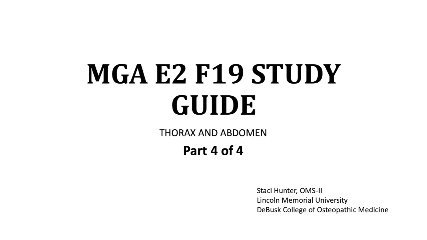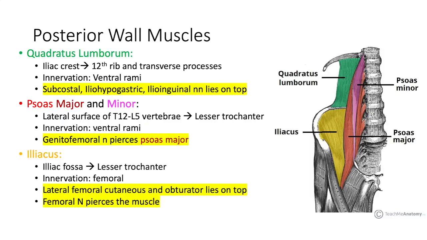So let's start with those posterior wall muscles. Okay, so we've got the Quadratus Lumborum, psoas major and minor, and the iliacus, making up our posterior wall muscles. The Quadratus Lumborum, shown in green, goes from our iliac crest to the 12th rib and its transverse process of T12. So it's innervated by the ventral rami, and this is what's important for lab.